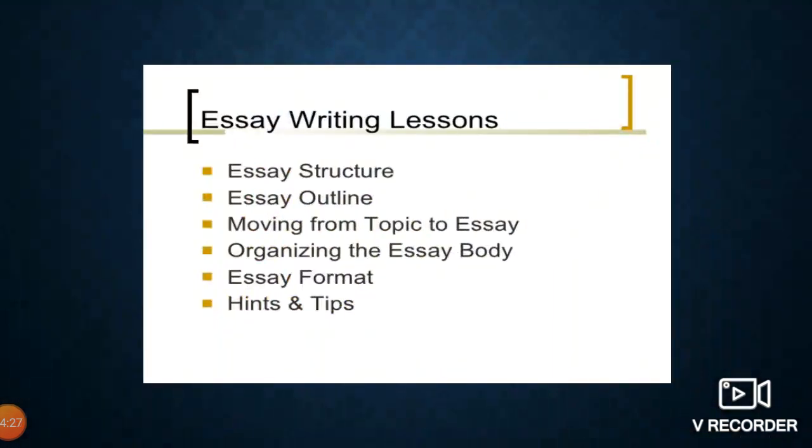Now let's see essay writing lessons. So basically, for essay writing, which things are important? So the first one is structure, means format. Each and everything has a format. Likewise, essay writing has a particular format. Then outline, no?